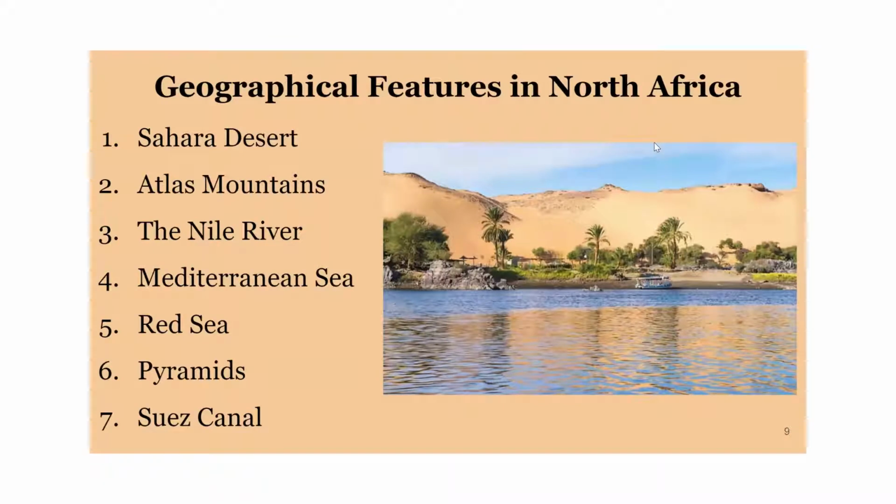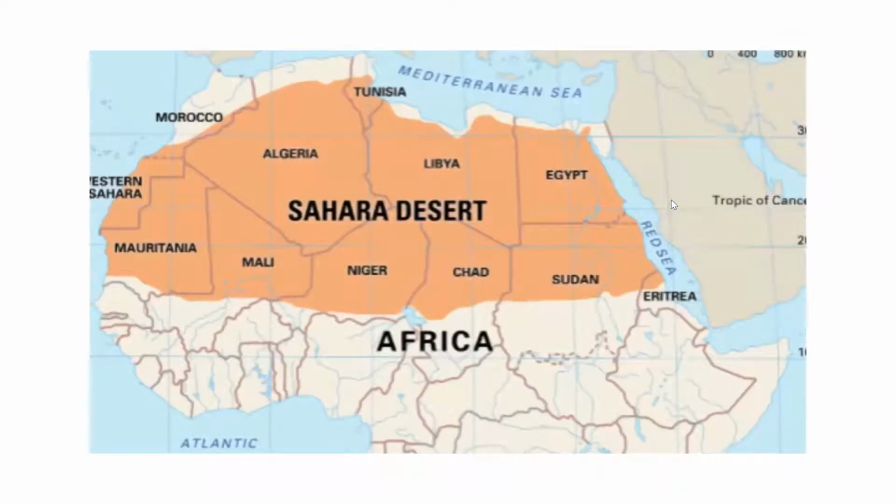Some of the geographical features in Northern Africa include the Sahara Desert, the Atlas Mountains, the Nile River, the Mediterranean Sea, the Red Sea, pyramids, Suez Canal, and others. The Sahara Desert is the largest desert in the continent of Africa. It encompasses the northern part of North Africa, from Western Sahara, Morocco, Algeria, Mauritania, all the way to the Red Sea in Egypt and Sudan.